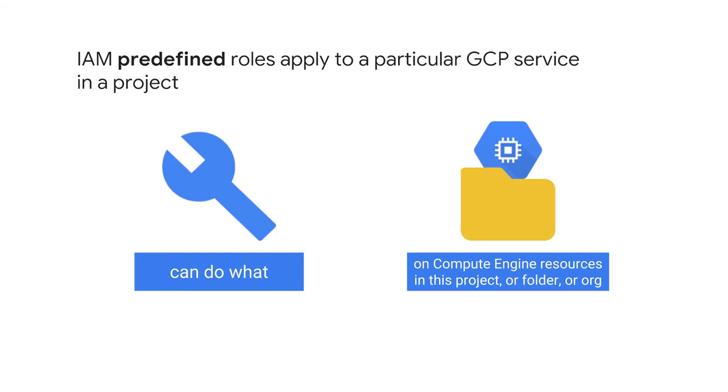GCP services offer their own sets of predefined roles, and they define where those roles can be applied. For example, later in this course, we'll talk about Compute Engine, which offers virtual machines as a service. Compute Engine offers a set of predefined roles, and you can apply them to Compute Engine resources in a given project, a given folder, or in an entire organization.